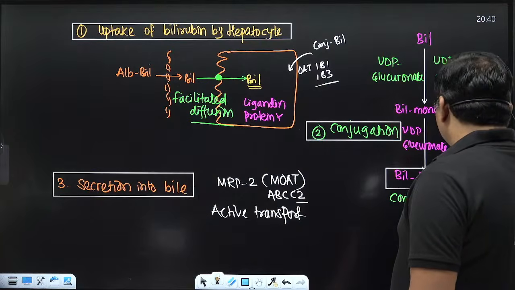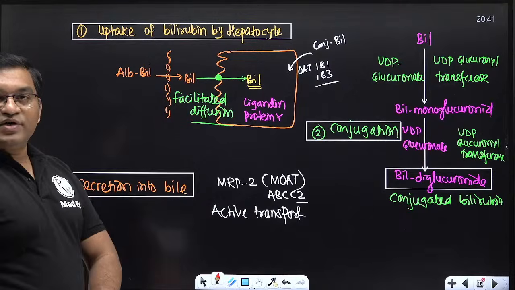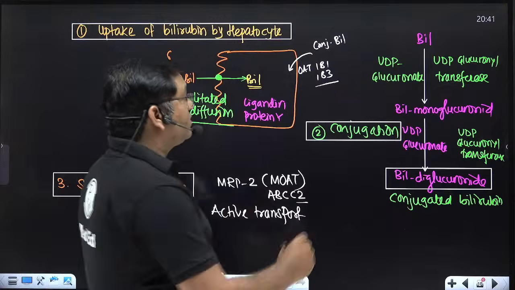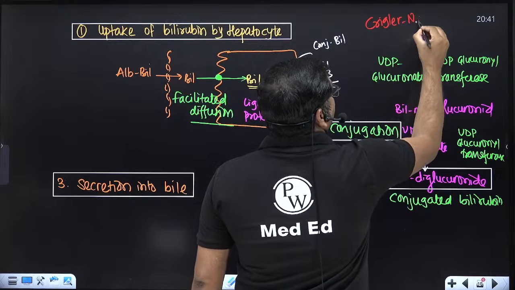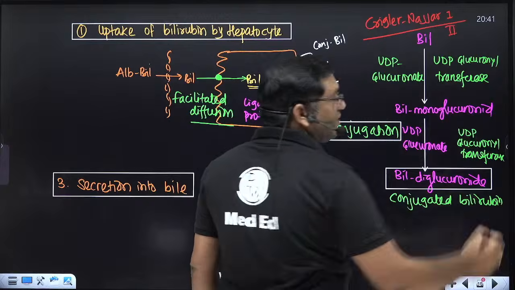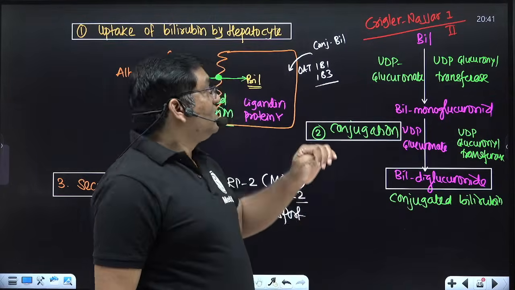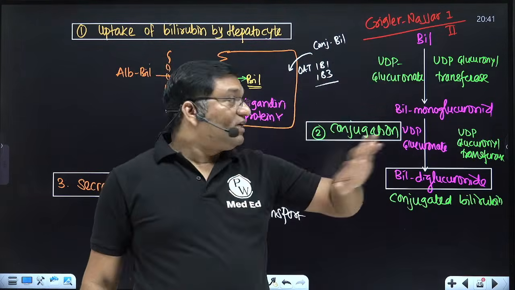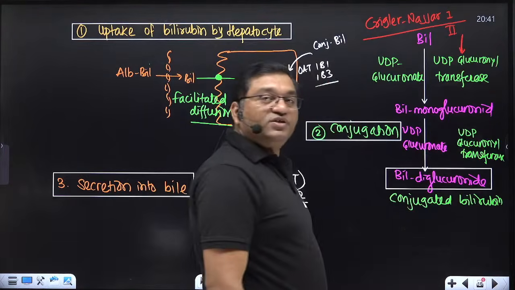Now see, if there is congenital hyperbilirubinemia, the Crigler-Najjar type 1, type 2. Type 1 is the complete deficiency, type 2 is the partial deficiency. Up to 10% activity is retained, and it is known as type 2. Crigler-Najjar, complete absence of UDP glucuronyl transferase is in type 1 and partial deficiency in type 2.